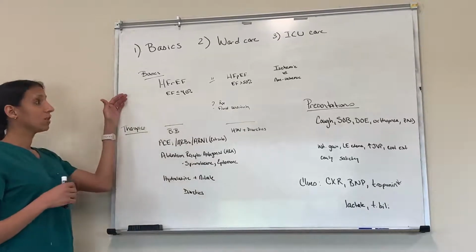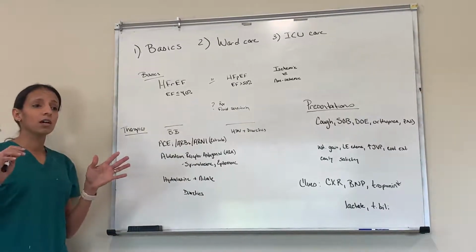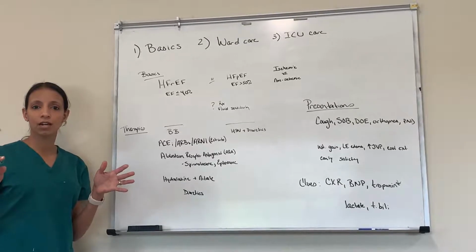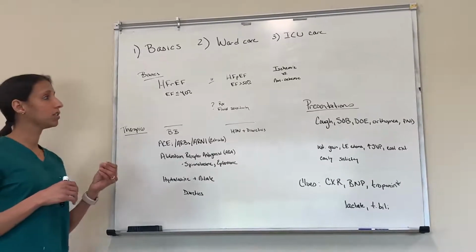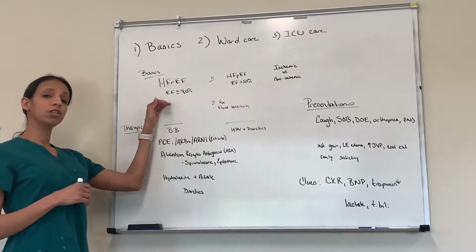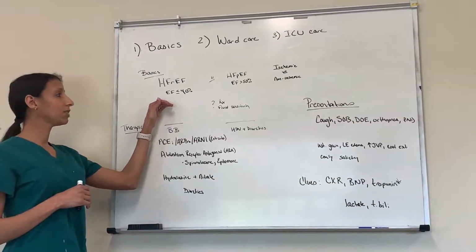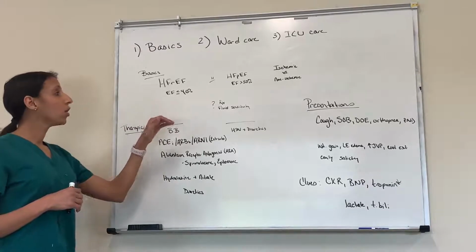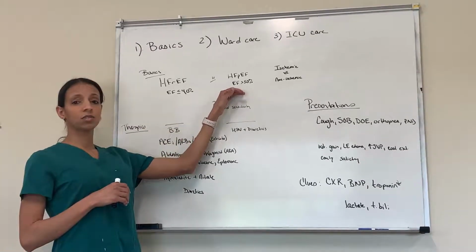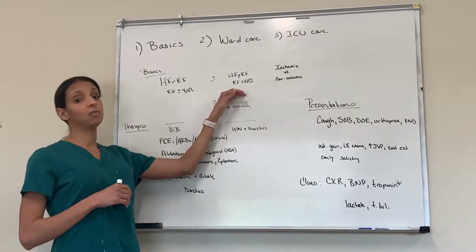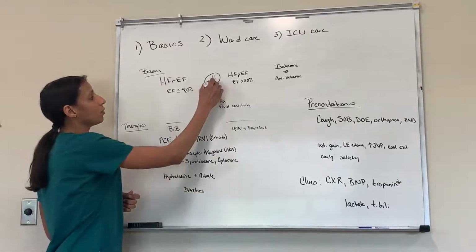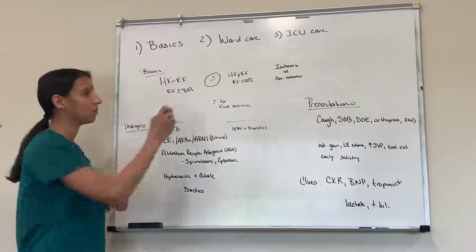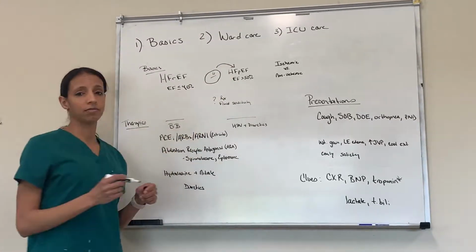Some basic terminology. Generally we lump heart failure patients into two categories based on their left ventricular systolic function, so what the squeeze of their heart is doing. You either have heart failure with reduced ejection fraction, which means your LVEF is less than or equal to 40%, or heart failure with preserved ejection fraction, which means your ejection fraction is greater than 50%. And then there's this gray zone in the middle, but don't worry about that too much. For the most part, we treat these patients like HFpEF.